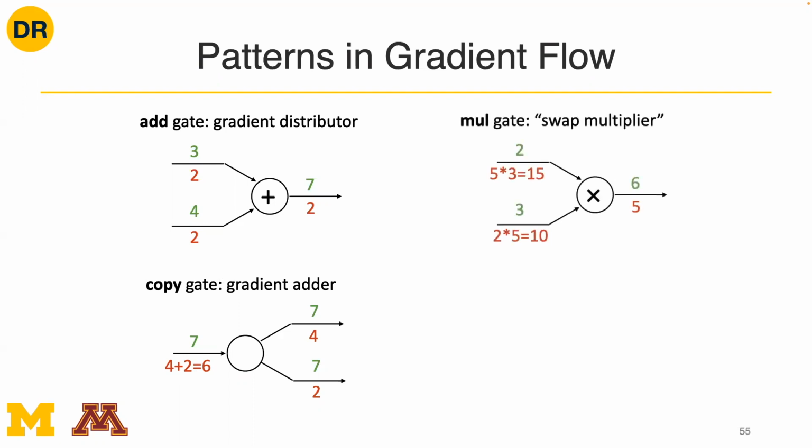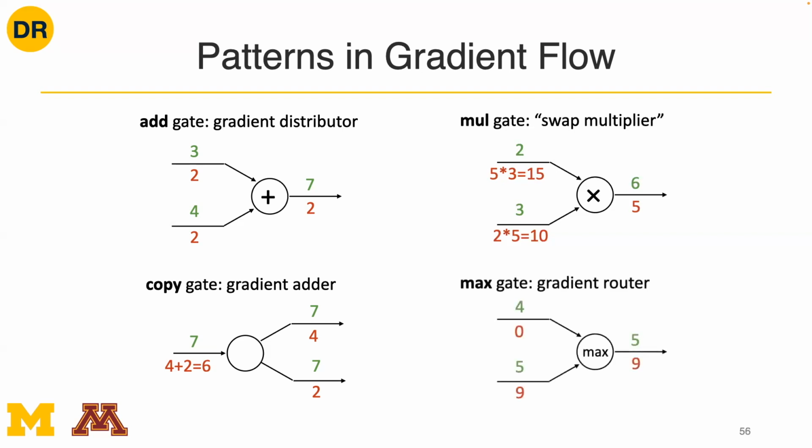Another couple of common ones that you'll see: the multiplication gate, which we've seen a number of times in the examples. What that is essentially doing is what we call a swap multiplier. We take our upstream gradient and multiply it, so to produce the downstream gradient along this first branch, we take our upstream gradient and multiply that by the other branch's input. So we'll take 5 and multiply it by 3, which was the second branch's input, to produce the downstream gradient for the first branch. Then we do the same, but flip the branches, for the second branch.